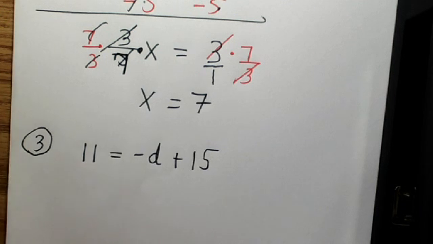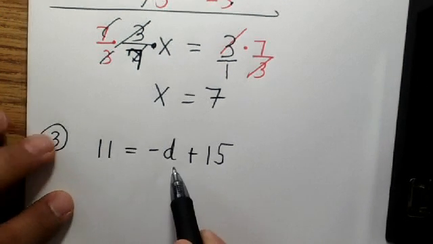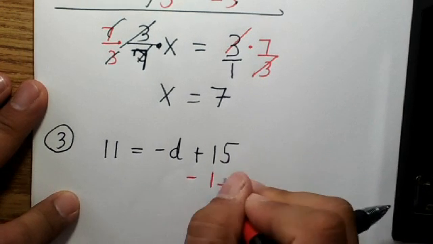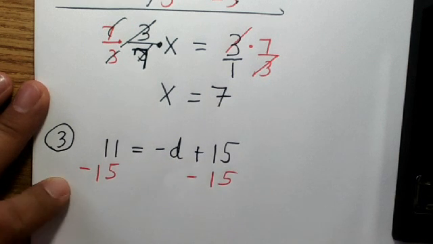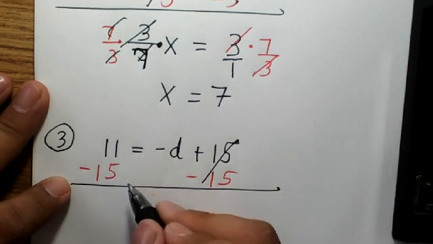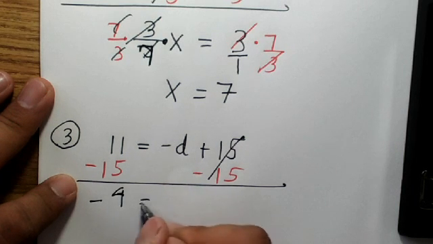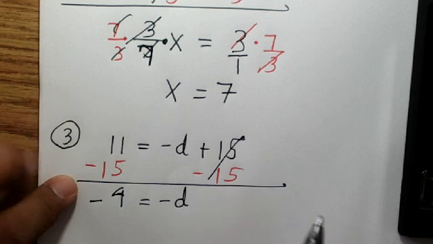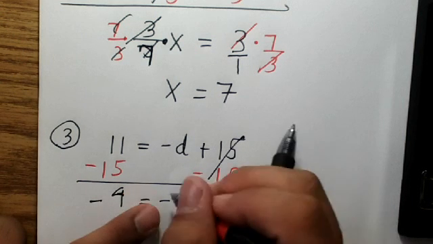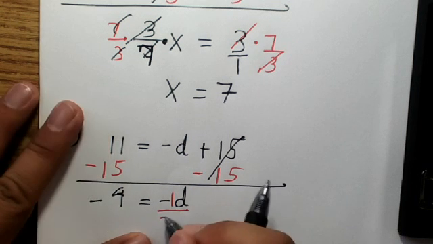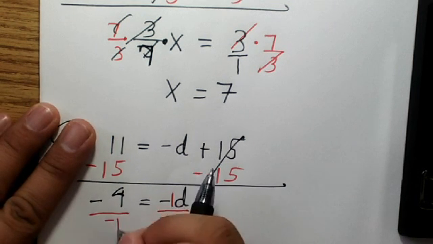So, what would be the first step here? Subtract 15, and you're left with 11 minus 15, which is what? Very good. That equals negative d. If I write negative d, that's actually negative what? Negative 1d. What would be my last step here? Divide by negative 1.